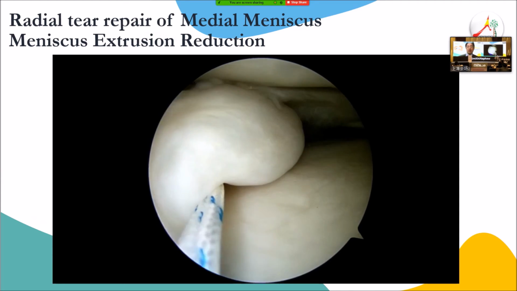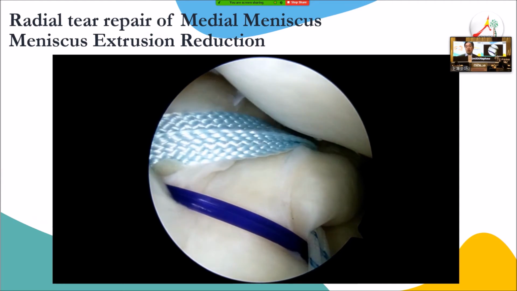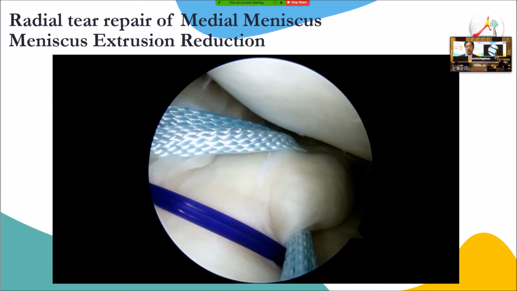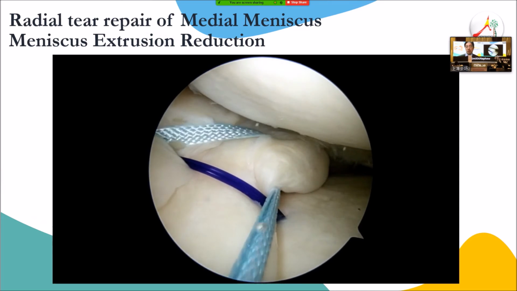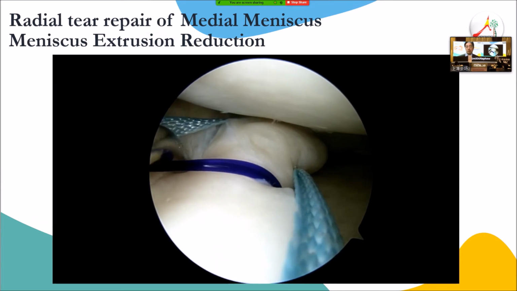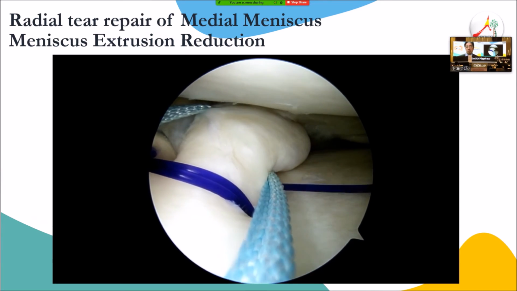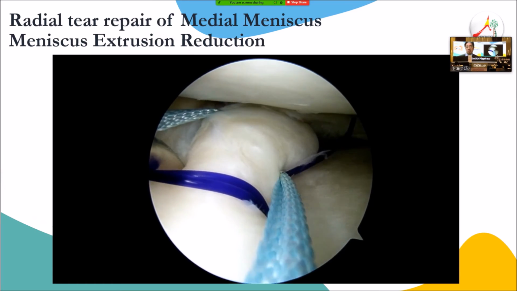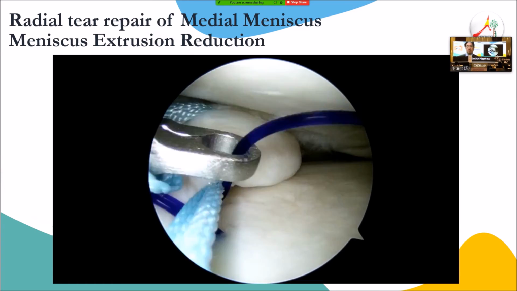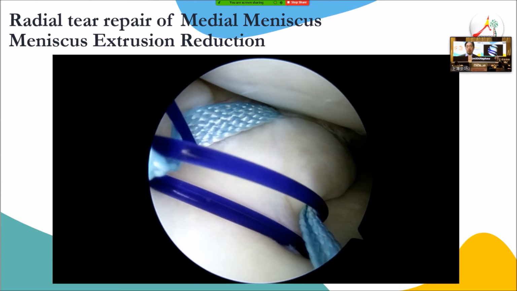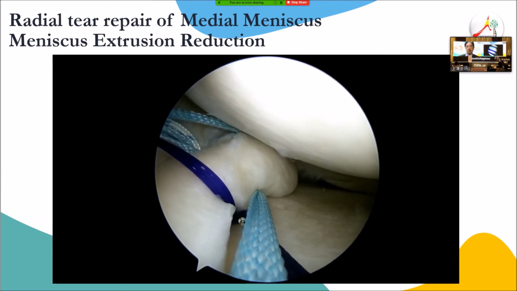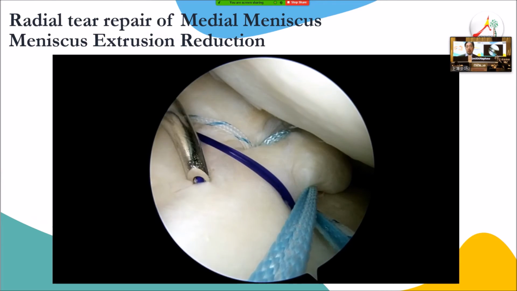And I always change the suture to be the tape like that. Okay, put the loop in first and then change to the tape, and then use the second stitch. Okay, and then we make it like a horizontal mattress. So this is a way to do the extrusion reduction.